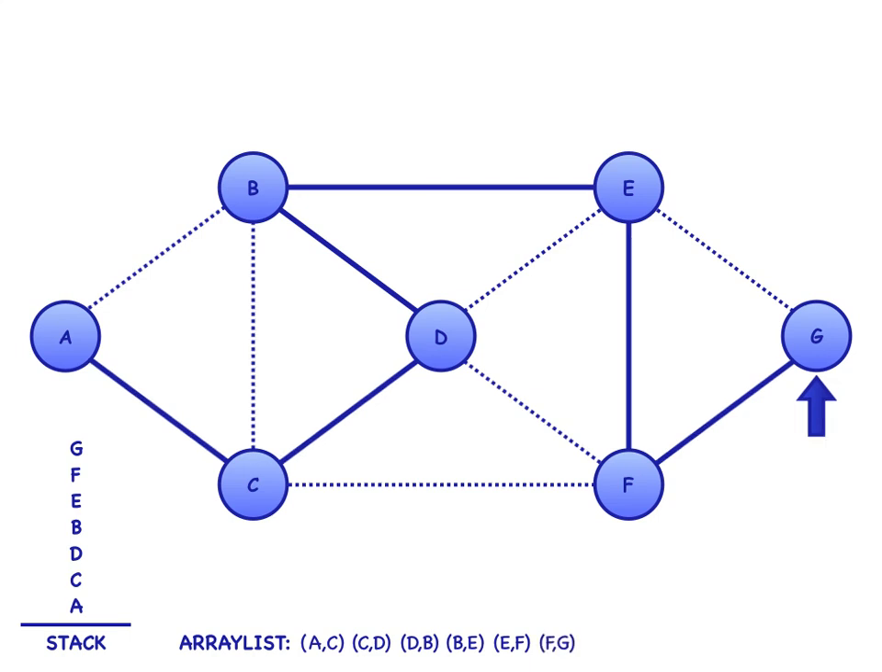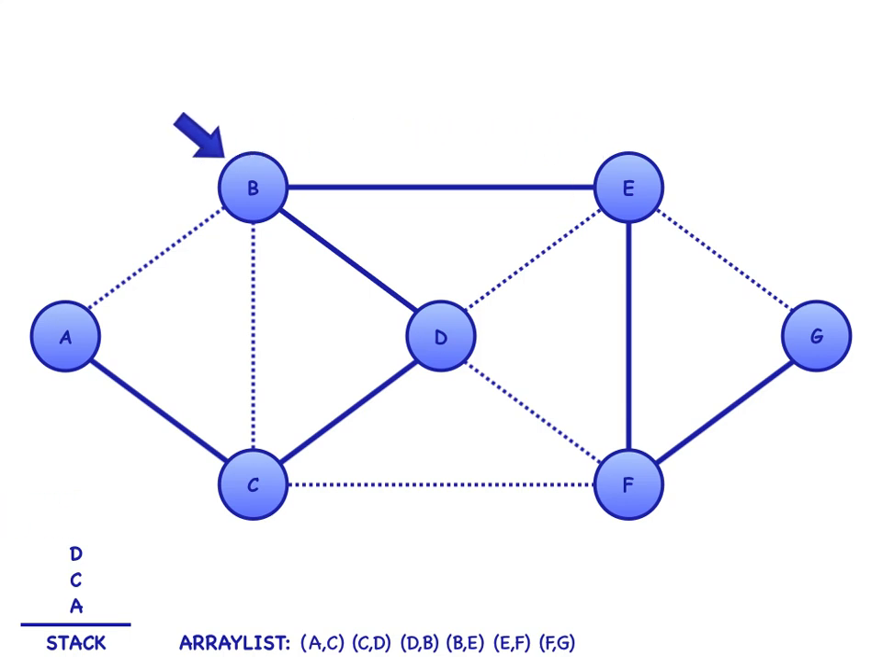Now we see that G has no unvisited adjacent vertex, so now we're going to begin popping the stack. We're going to pop G from the stack, then use the peek method to return to the vertex we visited before that. F also has no other unvisited adjacent vertex, so we're going to pop F from the stack, then go back to E. Then we're going to pop E from the stack, return to B.